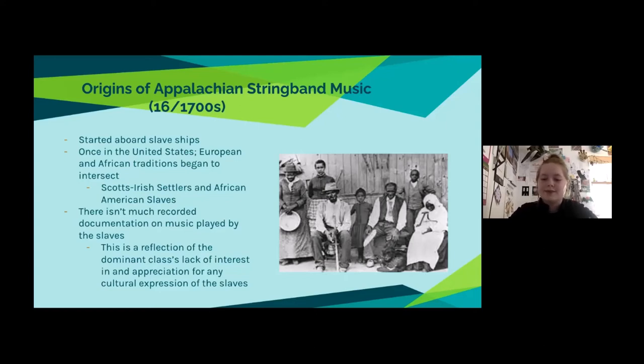Another misconception is that the rhythm came from Africa and the melodies came from Europe, but in reality, a lot of the melodies are very similar to those played in African traditions even today. But the bones of Appalachian music definitely are those African drumming rhythms, and they fit perfectly over the melodies, which is really cool.